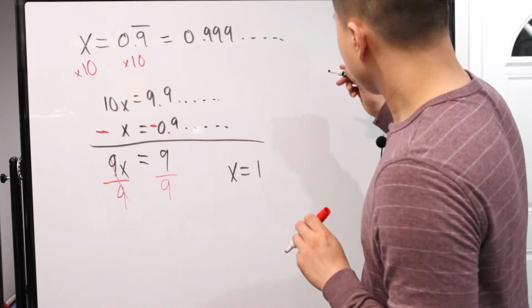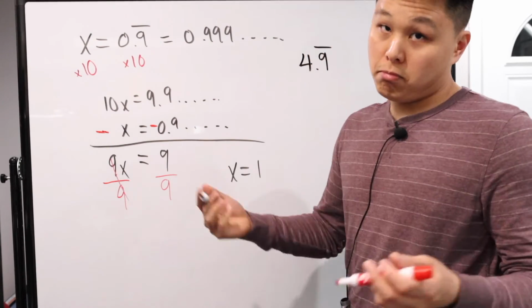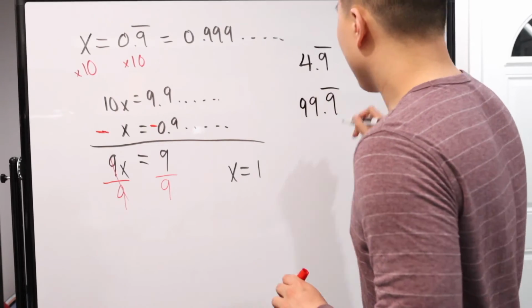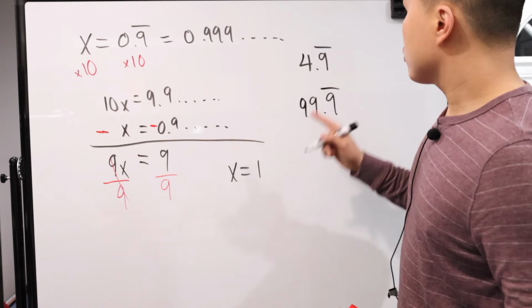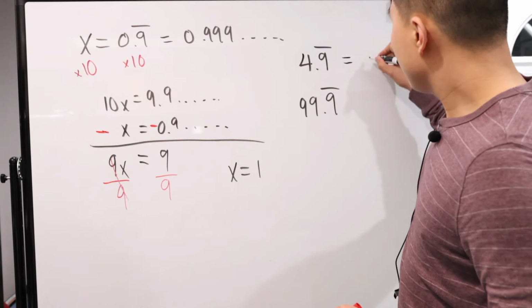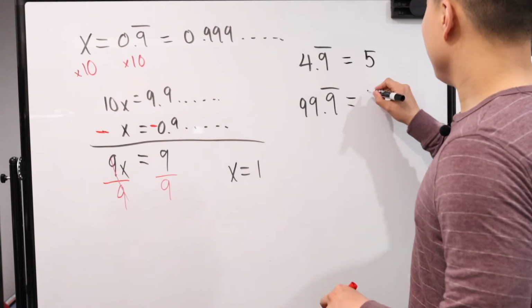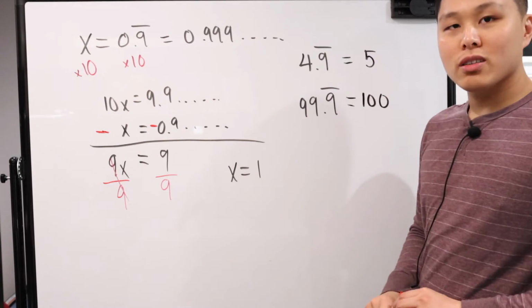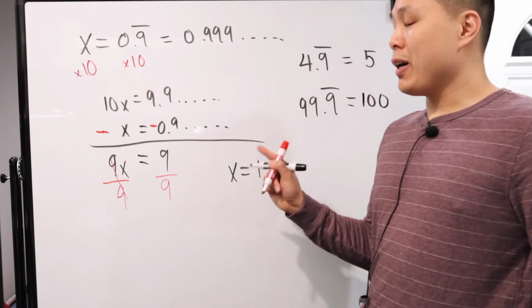So you guys can sort of guess, it's not just with 0.9. If I did 4.9 bar, right, or 99.9 bar, by that same logic, and I want you guys to verify for yourself, try it out, right? By that same logic, this is technically just 5. This is just technically 100. And that's amazing. Weird, non-intuitive at all, but freaking amazing. That's what I love about this more than anything.